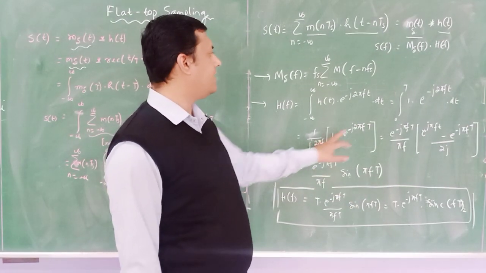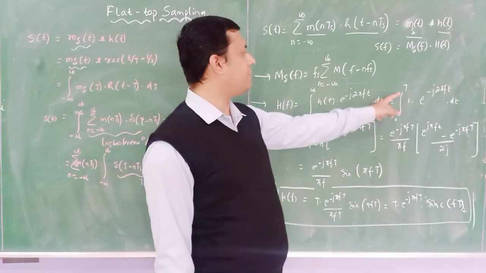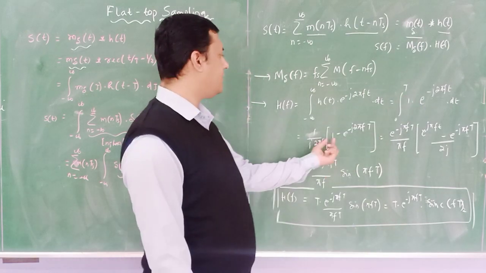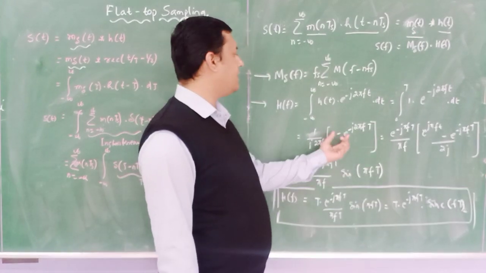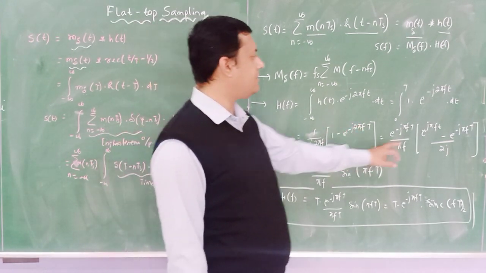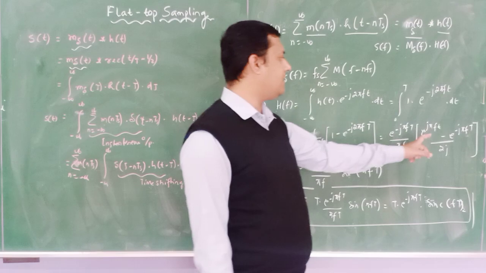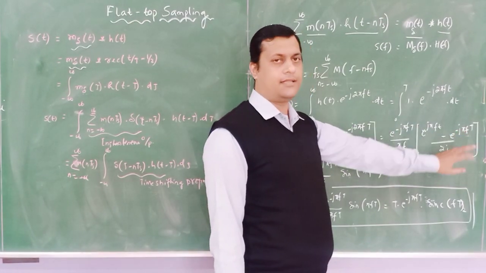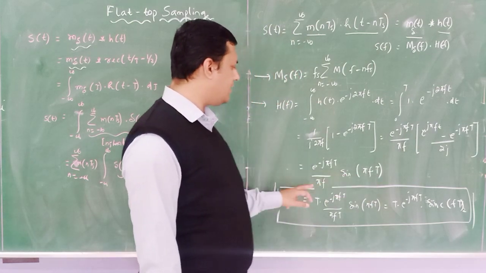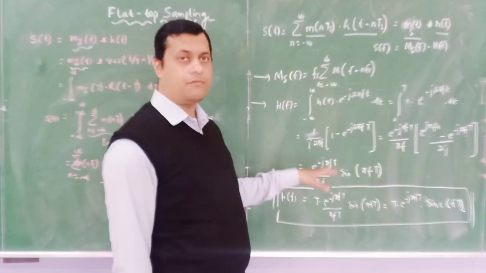As you can see, 1 by minus j 2 pi f comes outside. When you substitute 0, it becomes 1. When you substitute T, it becomes minus, so it is 1 minus this much. Now if you take e to the power minus j pi f T as common, this sort of relation comes into the picture. Take the 2j inside: e to the power j theta minus e to the power minus j theta divided by 2j becomes sin theta, so sin pi f T divided by pi f, times e to the power minus j pi f T.